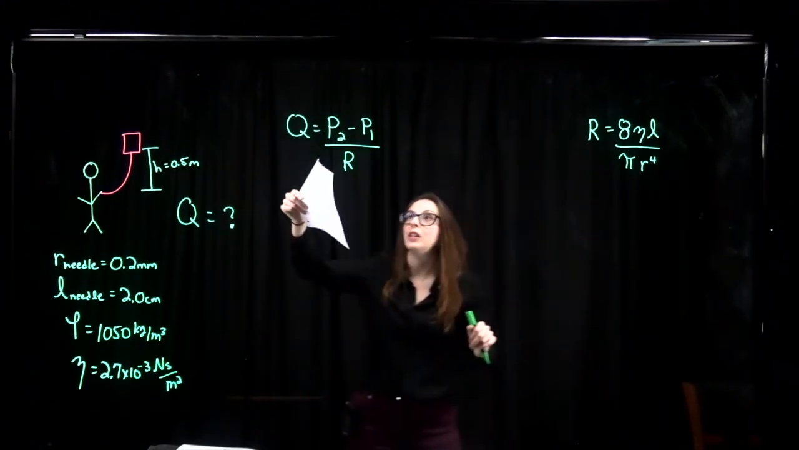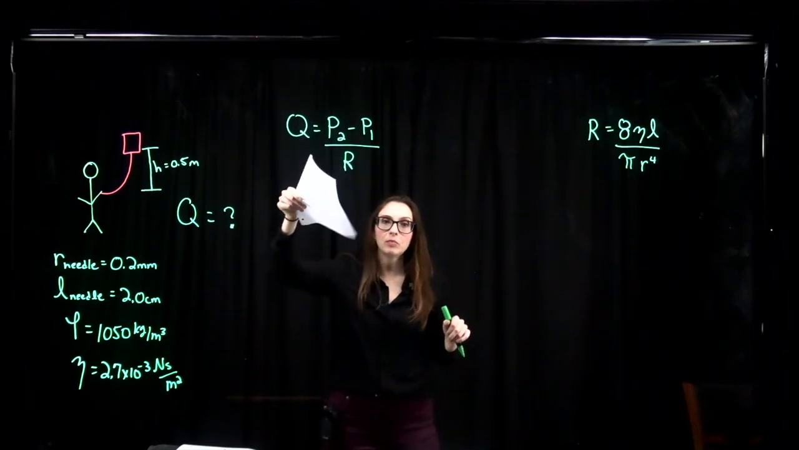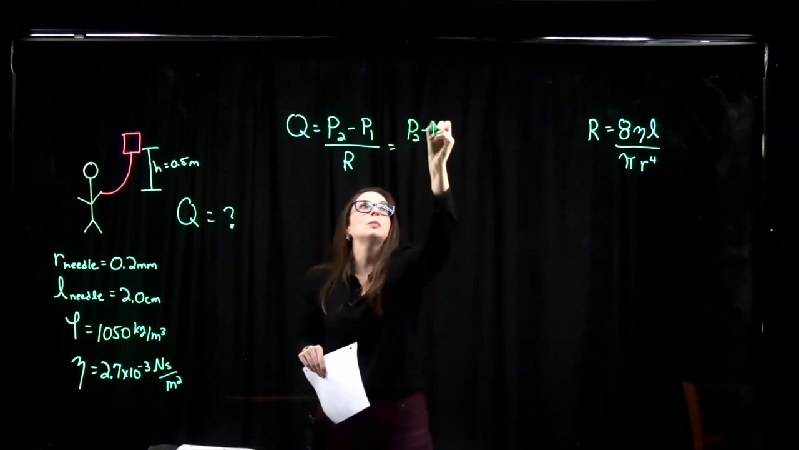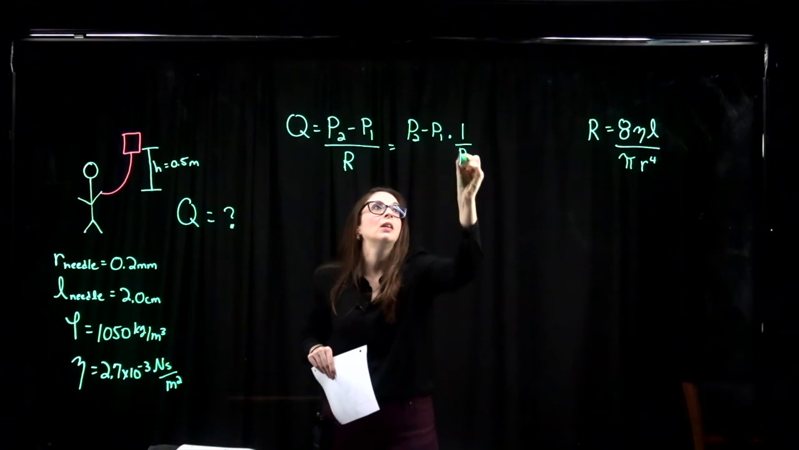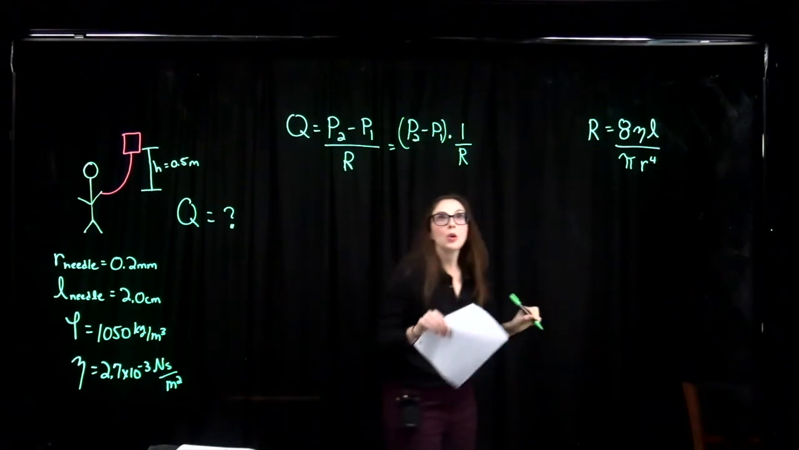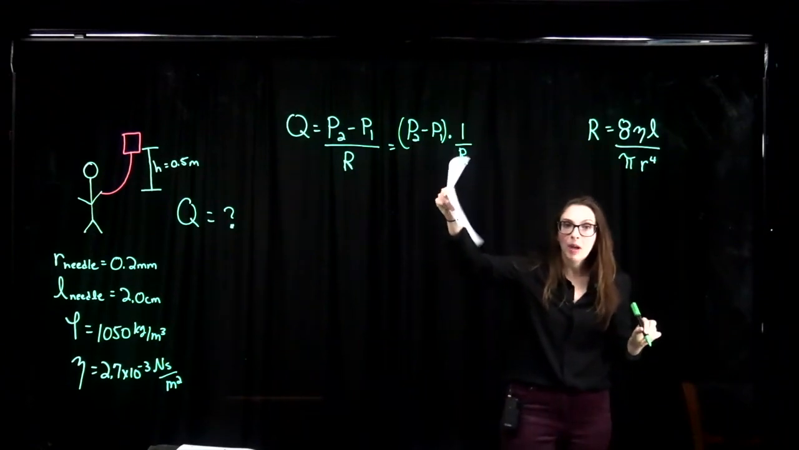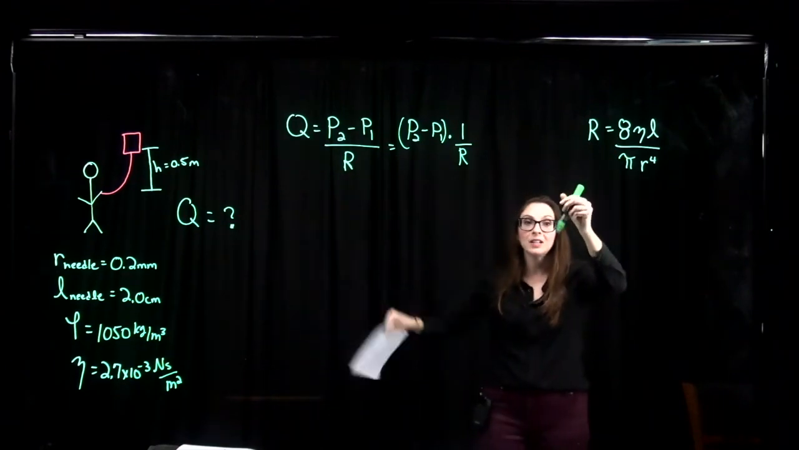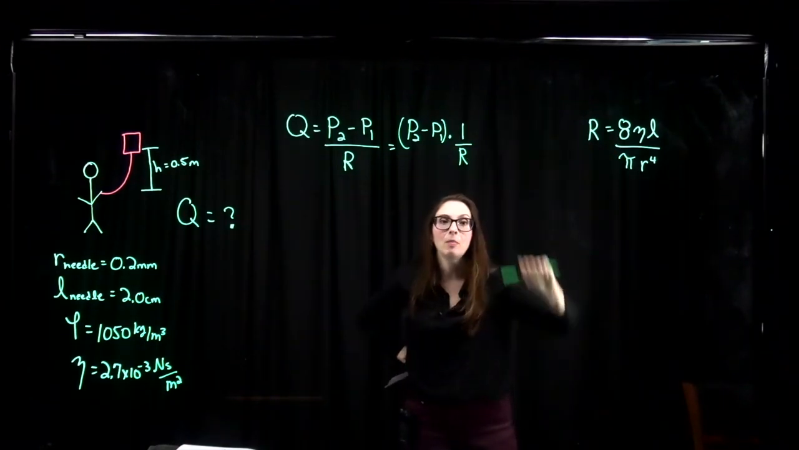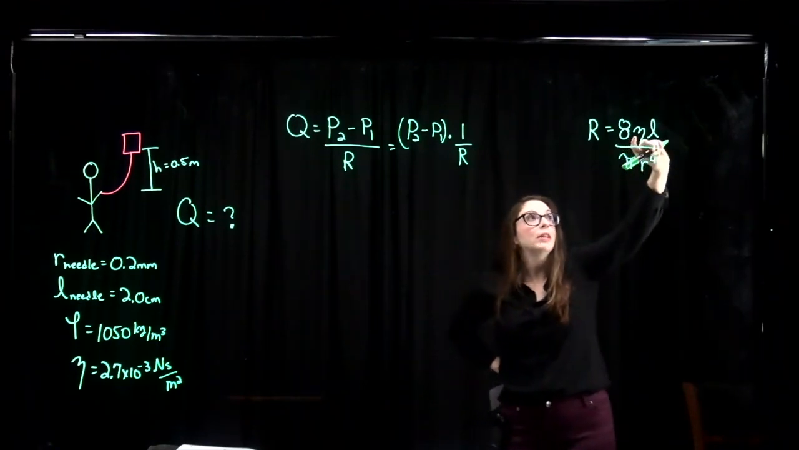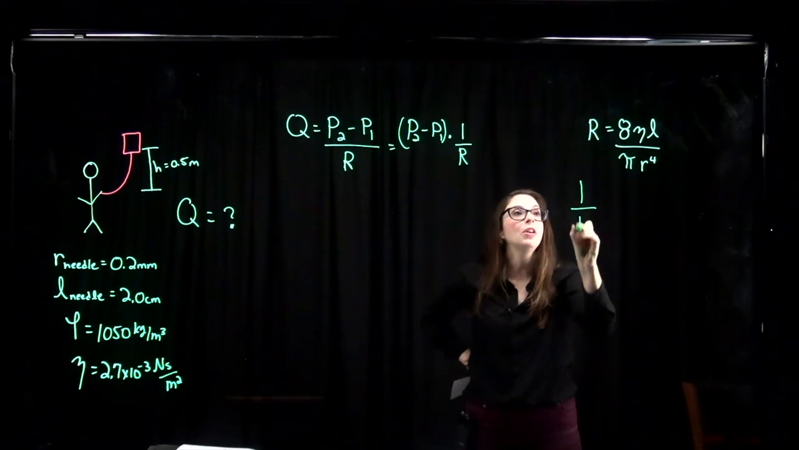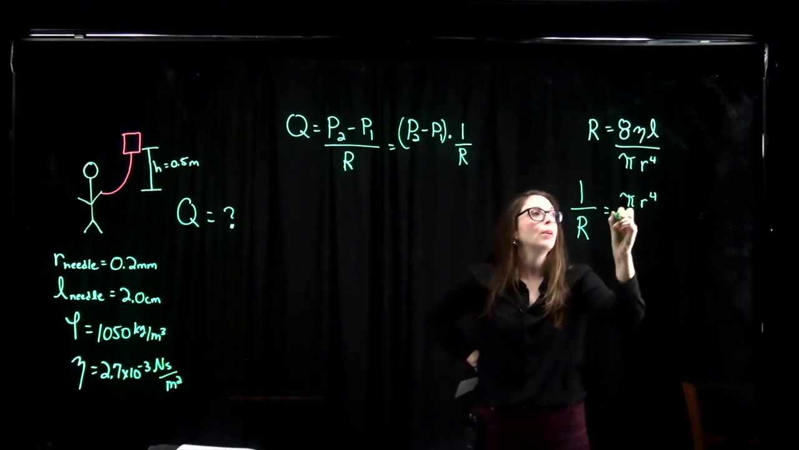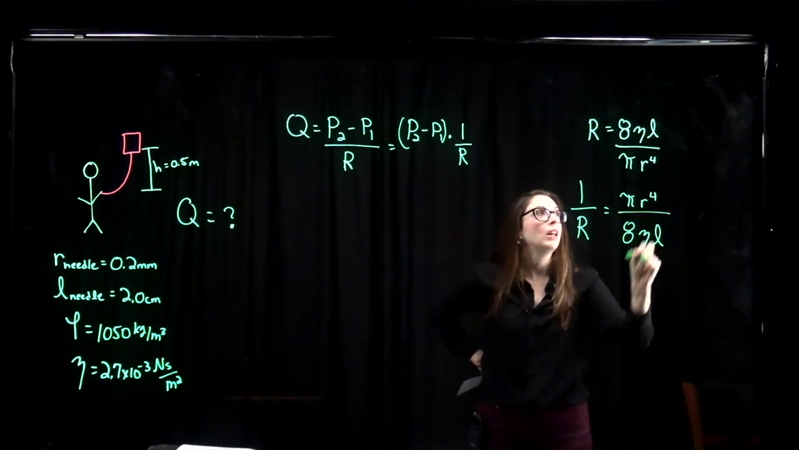Okay, so I see over here that R is on the bottom of this equation. So this is the same thing as P2 minus P1 times 1 over R. Okay, that whole thing. So whenever you divide by a number like this, we're dividing by a fraction. R is represented by a fraction. When you divide by a fraction, you multiply by the reciprocal. Okay, so the reciprocal is the inverse of this. So 1 over R is equal to the inverse of this expression. So it's equal to pi r to the fourth all over 8 viscosity length of my needle.